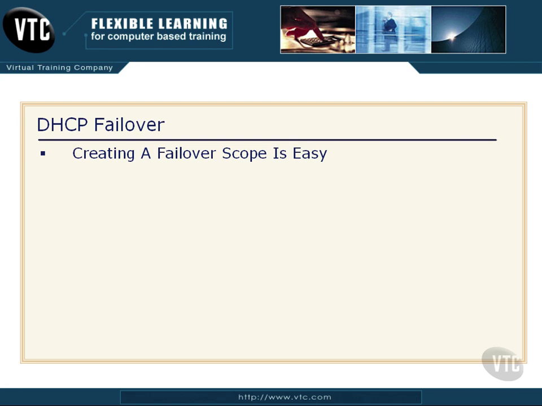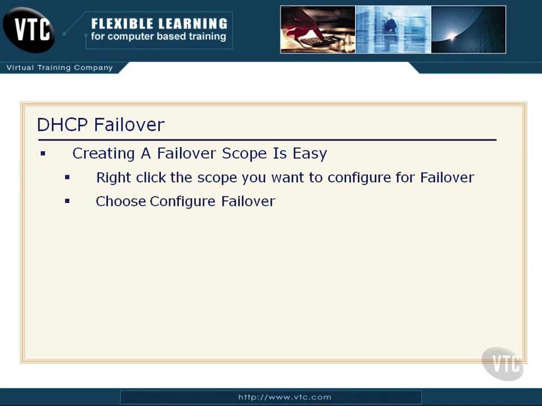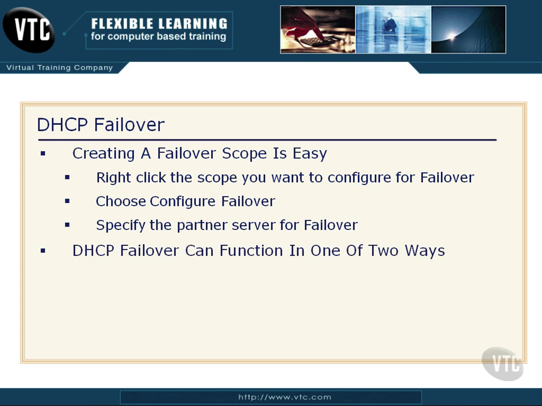Now, creating a failover scope is very easy. You're just going to go into your DHCP management tool, right-click the scope that you want to configure for failover, and then choose Configure Failover. Then you'll just specify the partner server. Notice you're not choosing a scope on another server. You're just choosing another server that will show up and will start to work with that.